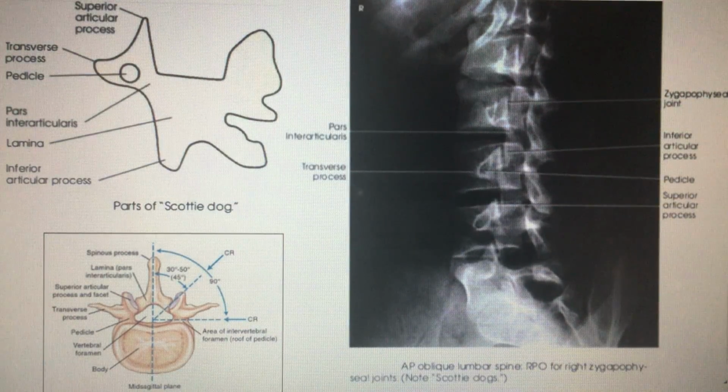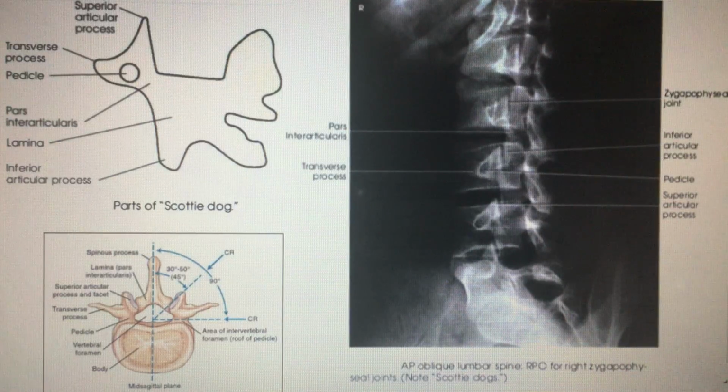In the oblique view, we can see the zygapophyseal joint. There's a Scottie dog sign. Superior articular process is the ear of the dog. Inferior articular process is the leg of the dog. Between them, the neck of the dog is the pars interarticularis. Transverse process is the nose of the dog, and pedicle is the eye of the dog.